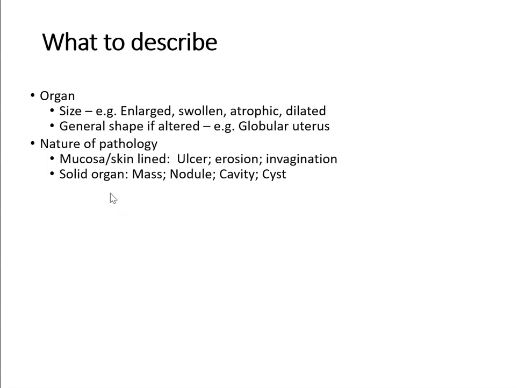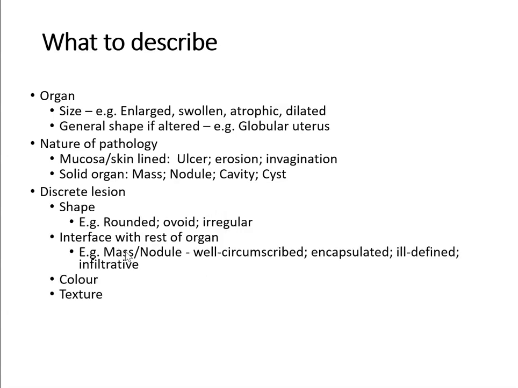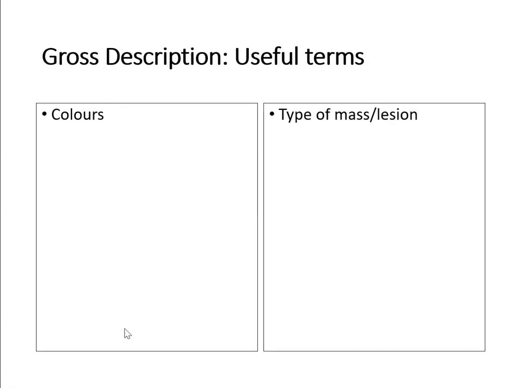And of course, we have to describe the nature of pathology. For example, in mucosa or skin-covered specimens, things like ulcers, erosions, invaginations, and for solid organs, whether this is a mass, a nodule, a cavity, and so on and so forth. For discrete lesions, we describe the shape, the interface with the rest of the organ. Is it well circumscribed? Is it ill-defined, etc.? The color, and also the texture.